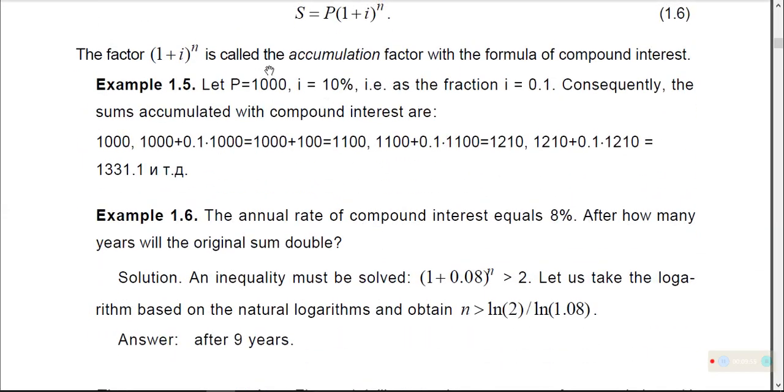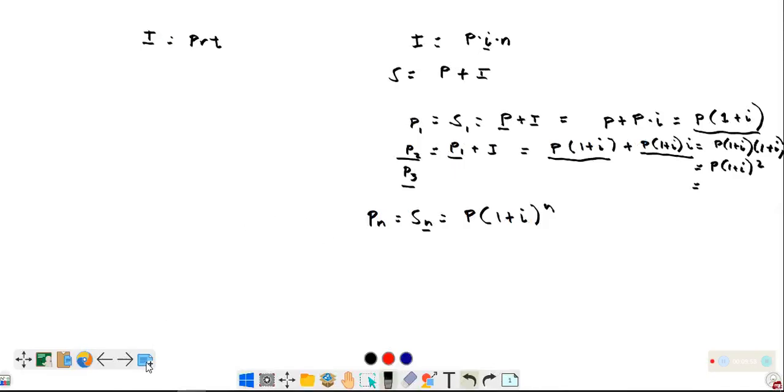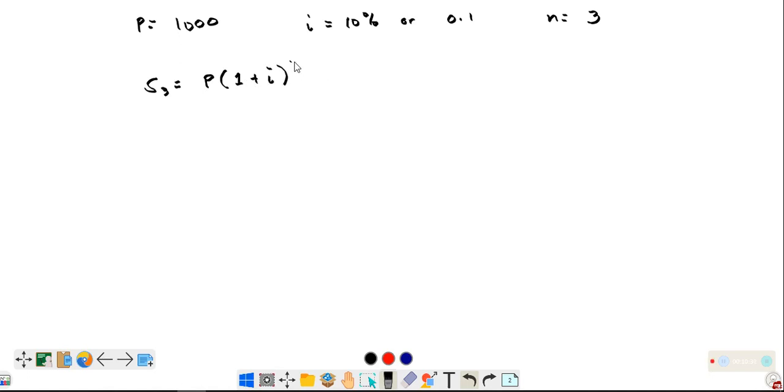So, let's solve it dito sa isang part ng paper. So, we have P which is equal to 1,000. We have I which is equal to 10% or 0.1. And then our N, our term is 3 years. And then it compounds annually. So, every year lang siya nagdadagdag ng interest. We have here S sub 3 which is equal to P times 1 plus I raised to the power of 3.